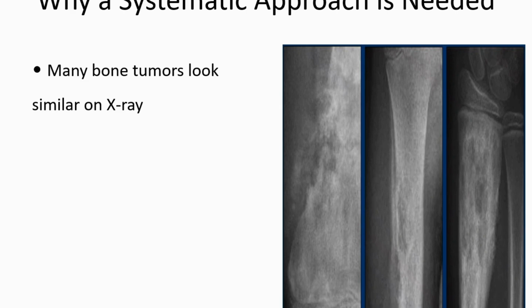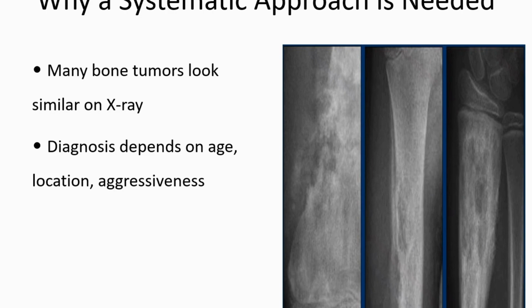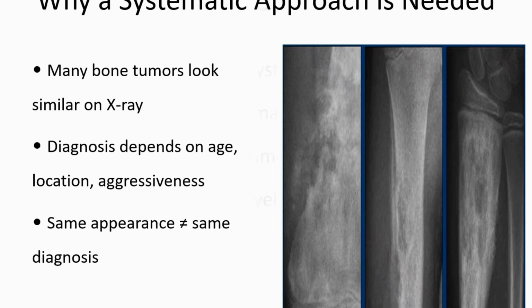Why is a systematic approach needed for the diagnosis of bone tumor? Always emphasize that radiology diagnosis is based on correlation of clinical age, bone involved and imaging behavior. So before jumping to the diagnosis, look for these points. Many bone tumors look similar on X-ray, as we can see in this image. All tumors appear similar. So diagnosis depends on age, location of lesion and aggressiveness of the lesion. The same appearing lesion may not have the same diagnosis.